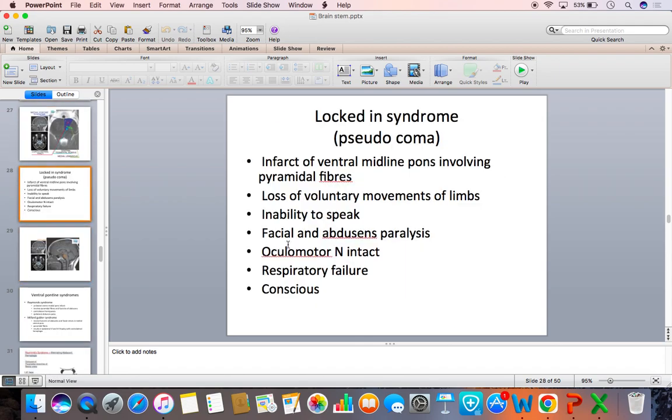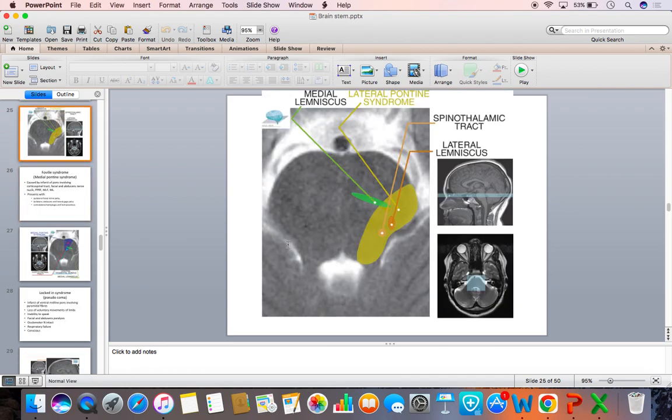So, you look at the pictures showing the site of infarct. This is the lateral pontine syndrome, the infarct involving the lateral part of the pons, with the involvement of the 7th and 8th cranial nerves, the pyramidal fibers, and the cerebellar peduncle, etc.